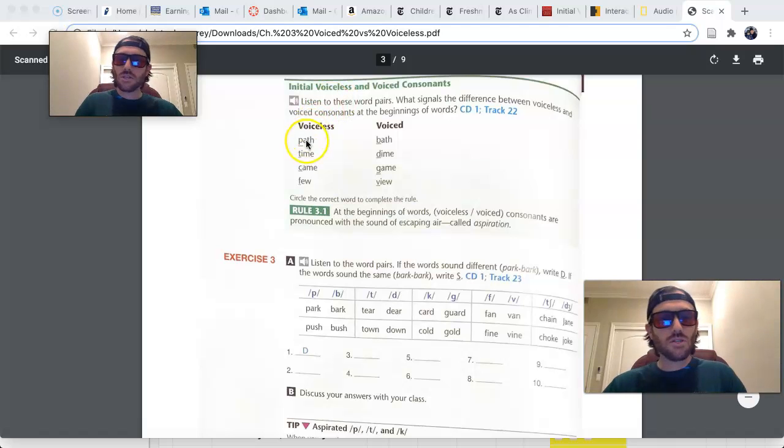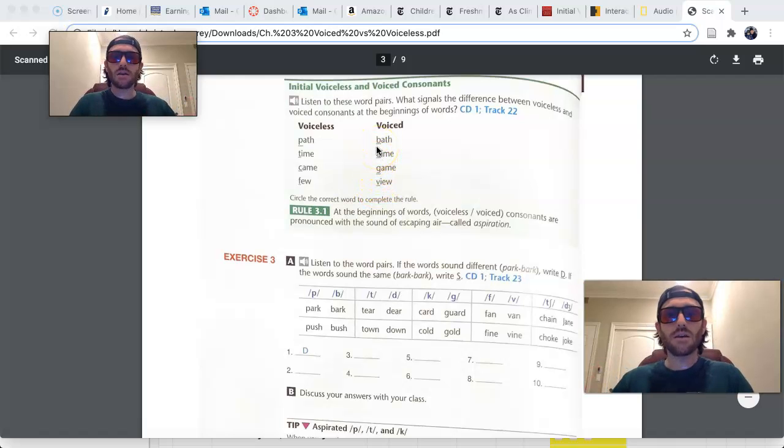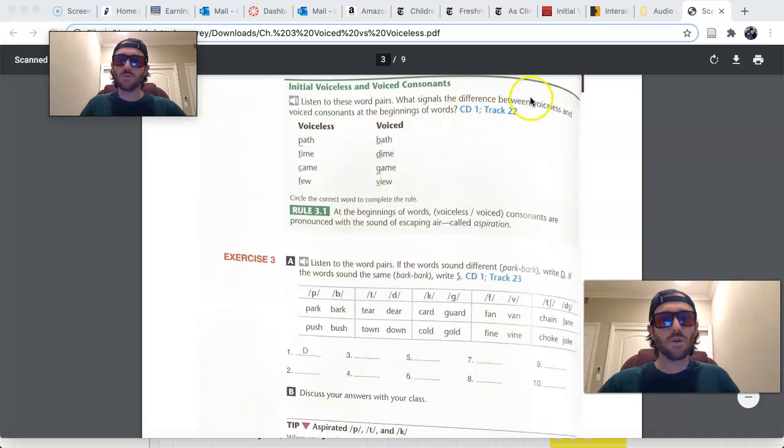So if you listen to these two pairs, you can see all of these have initial consonants, consonant sounds at the very beginning. What's the difference between these? Have a listen. CD1, track 22.